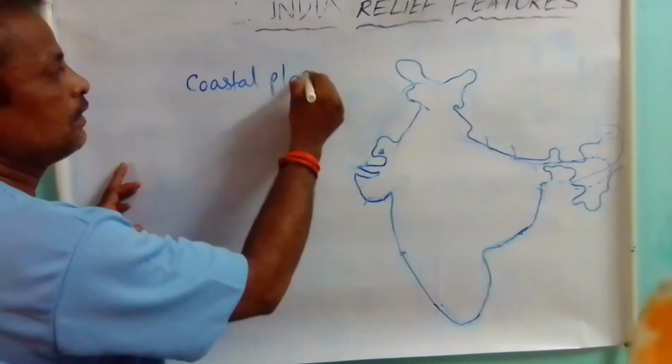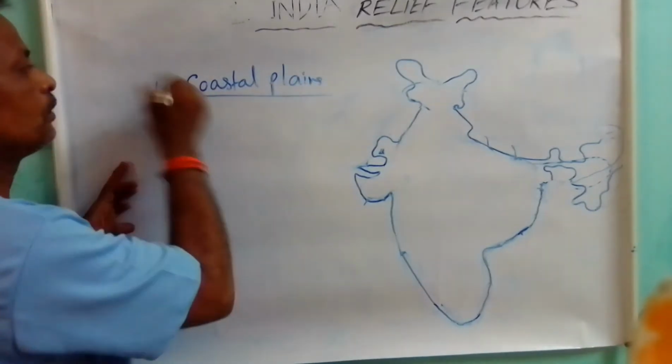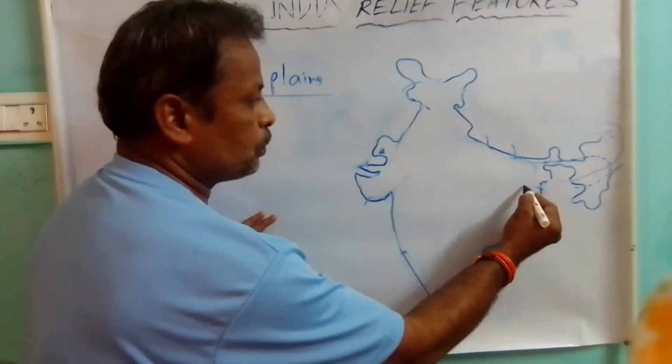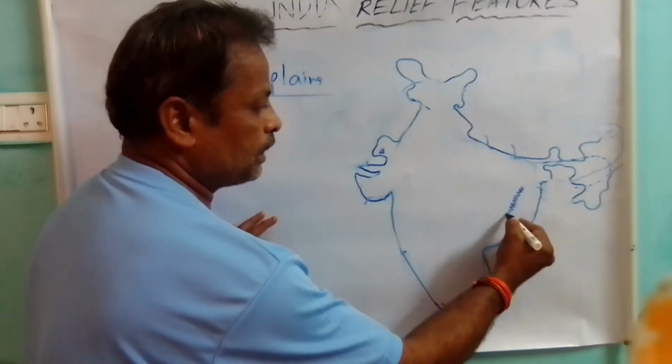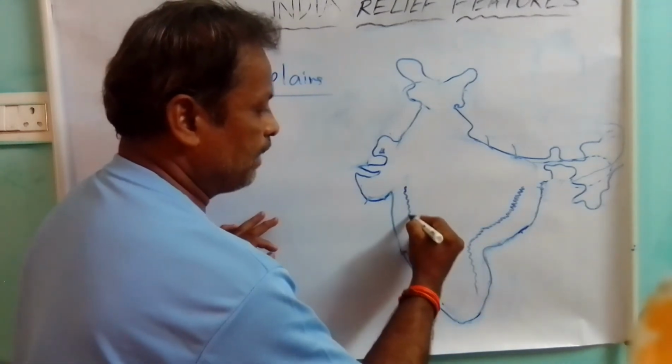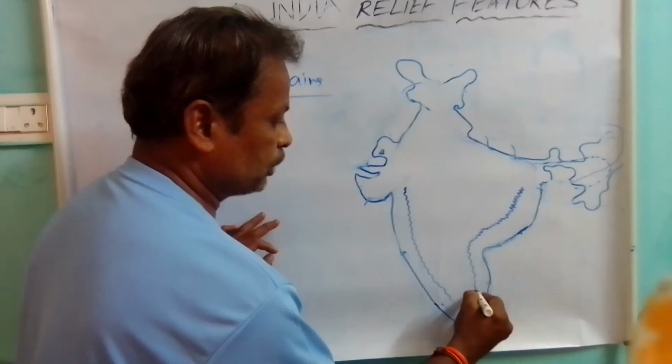Coastal plains is the fourth physical division, and we have two coastal plains you are observing on the board. East side, east coastal plain, and whereas west side, west coastal plains.